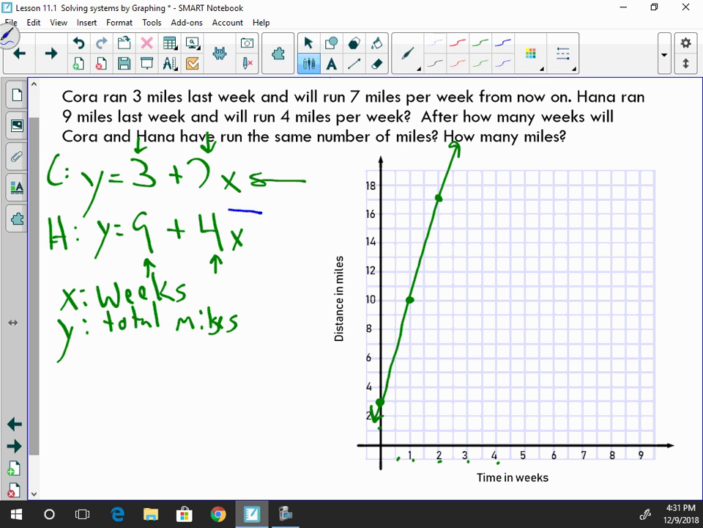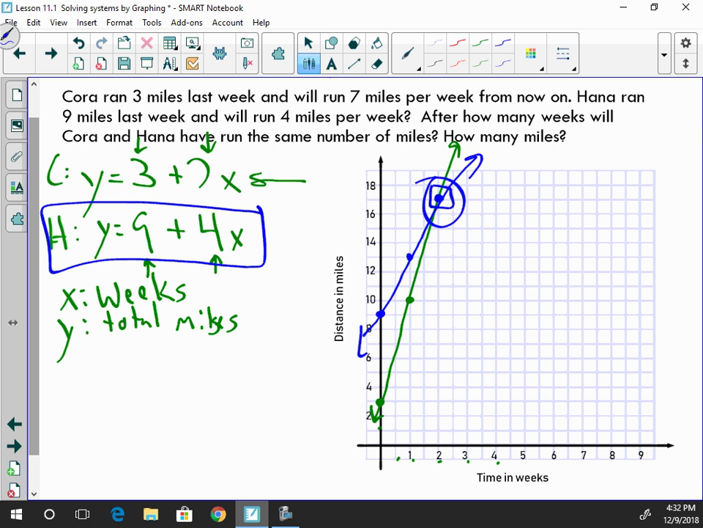I will do this line here for Hannah in blue. She has a y-intercept of 9, and her slope is 4. Up 1, 2, 3, 4, right 1. Up 1, 2, 3, 4, right 1. And I have found my solution. Graph the line quickly. And so, what do we have? That is the point 2, 17.